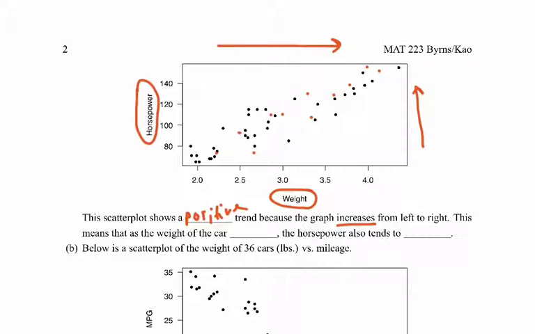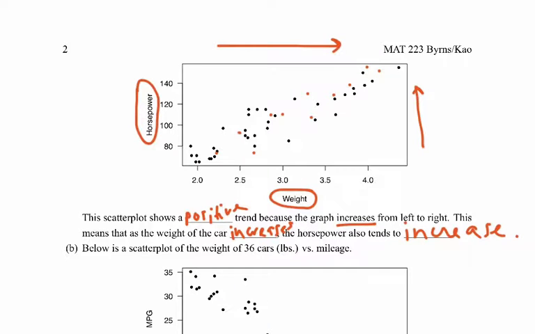This means that as the weight of the car increases, the horsepower also tends to increase. And so we're always going to describe these in terms of the independent variable. And I've used that term. The independent would be like your x value, your horizontal value. We're always going to describe these in terms of the independent variable increasing. So as the independent variable increases, what does the dependent, that would be your vertical distance, do? Does it increase or decrease?